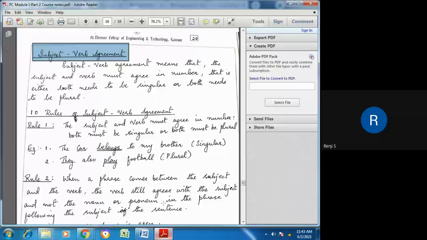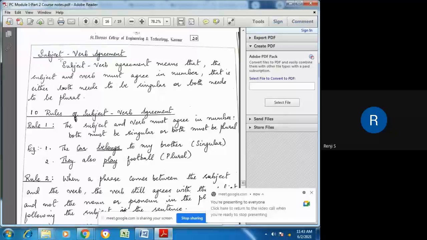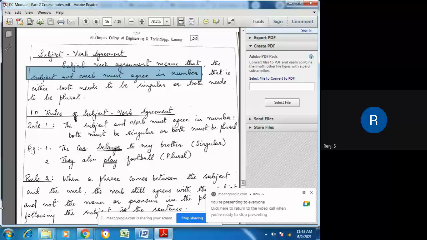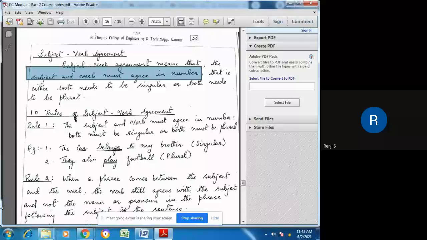Subject-verb agreement means that in a sentence, the subject and verb must agree in number. Number means singular or plural. For one we say singular and for many we say plural. So singular and plural, that is the agreement. If the subject is singular, the verb must be singular, and if the subject is plural, the verb must be plural, and that is called subject-verb agreement.